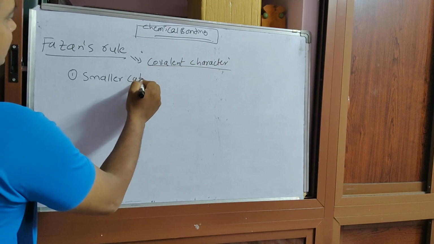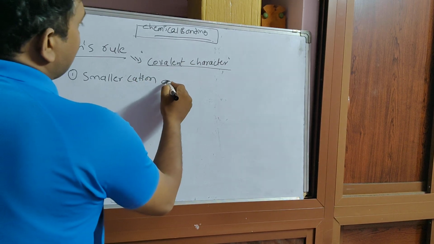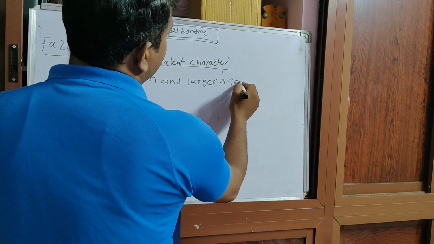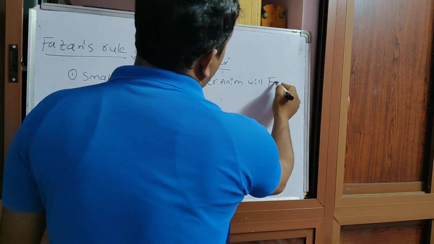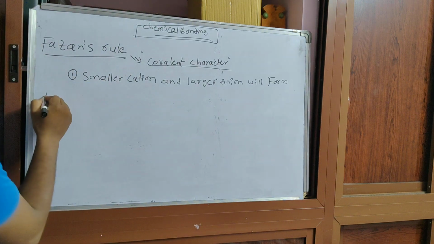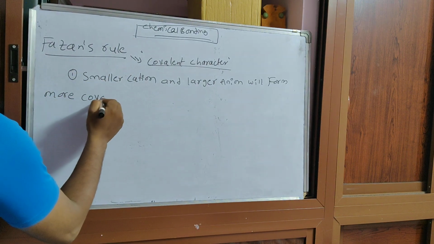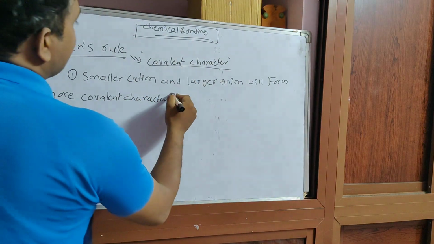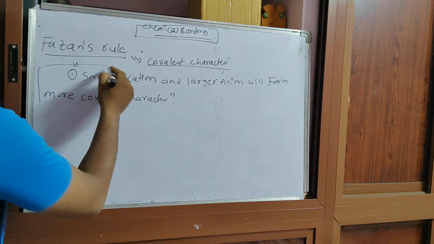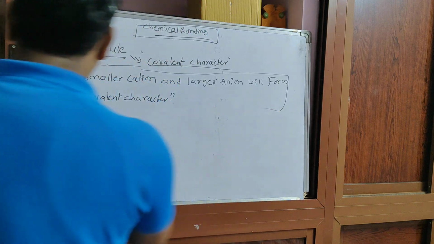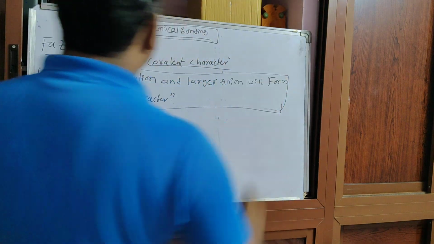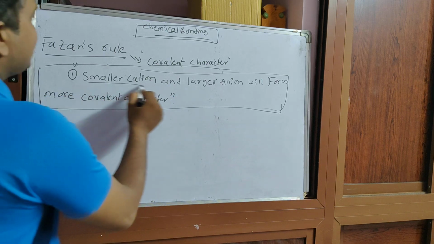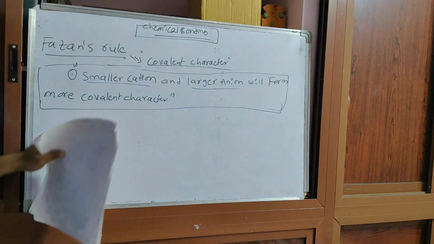a smaller cation and a larger anion will form more covalent character. This is one of the fundamental principles in the case of Fajans' rule. Smaller cation and larger anion will form more covalent character.